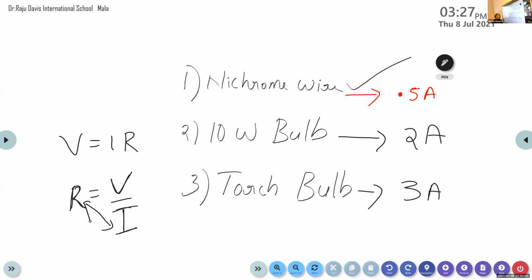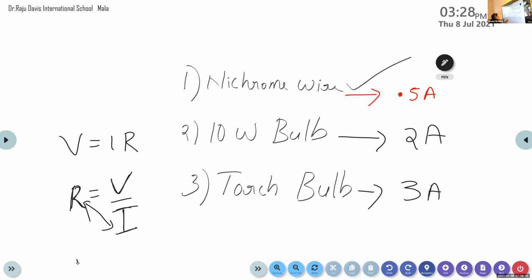That is, if the value of the current increases, what happens to the value of resistance? Is it increase or decrease? Here, the value of resistance is inversely proportional to current. So my question is this: if the value of the current increases, what happens to the value of resistance? Is it increase or decrease? Yes. It is decrease, because they are inversely proportional. They are not directly proportional. Resistance and current are inversely proportional to each other.